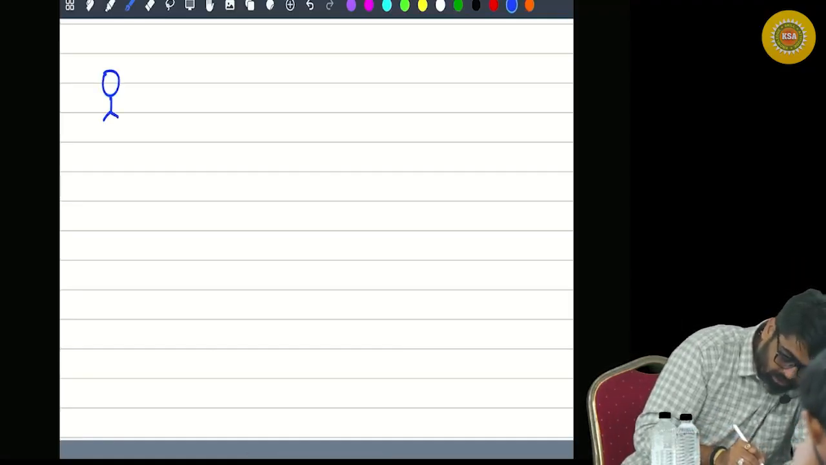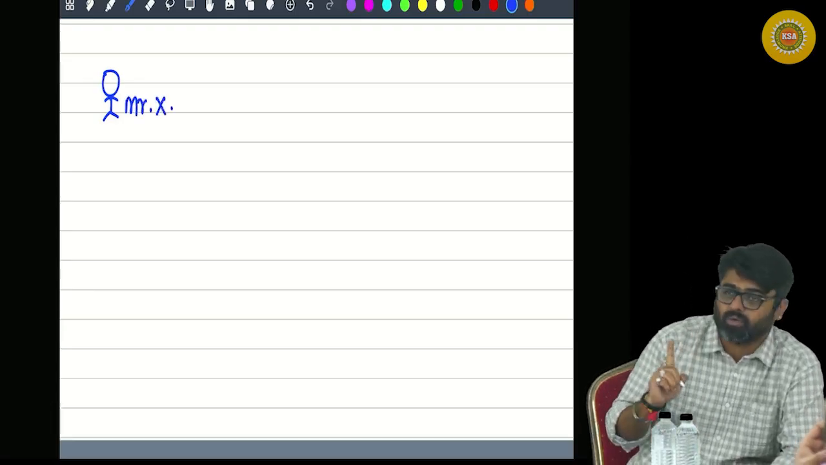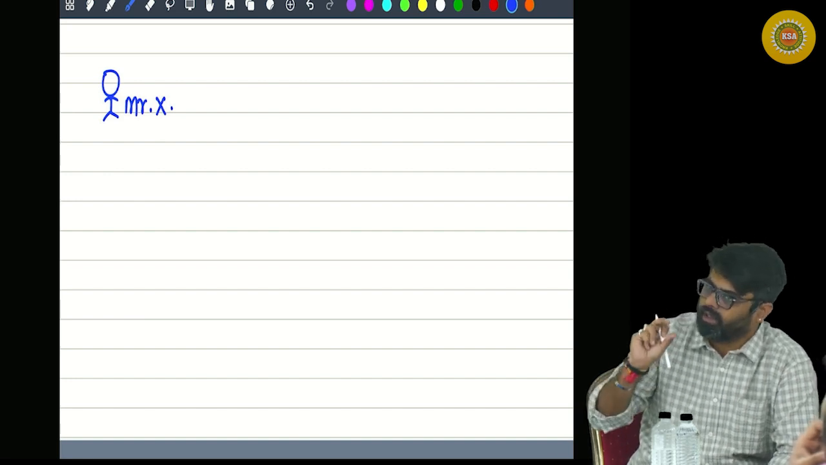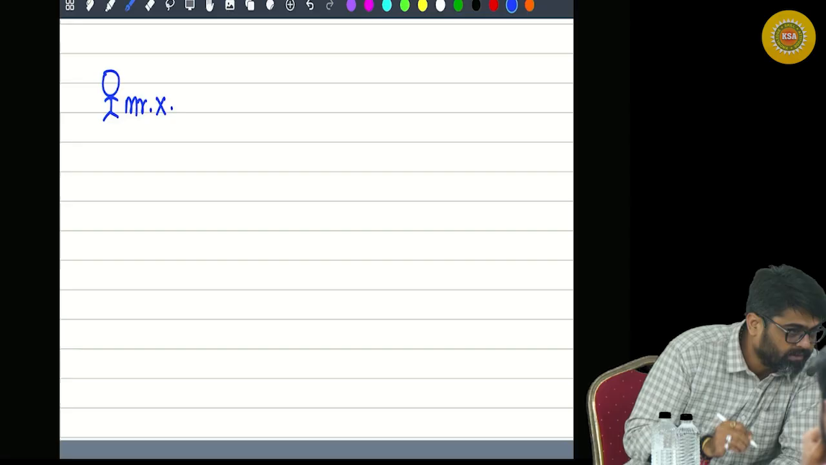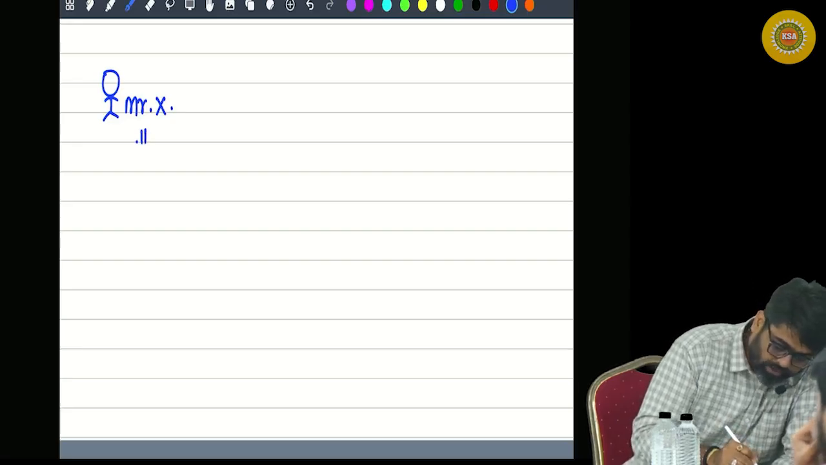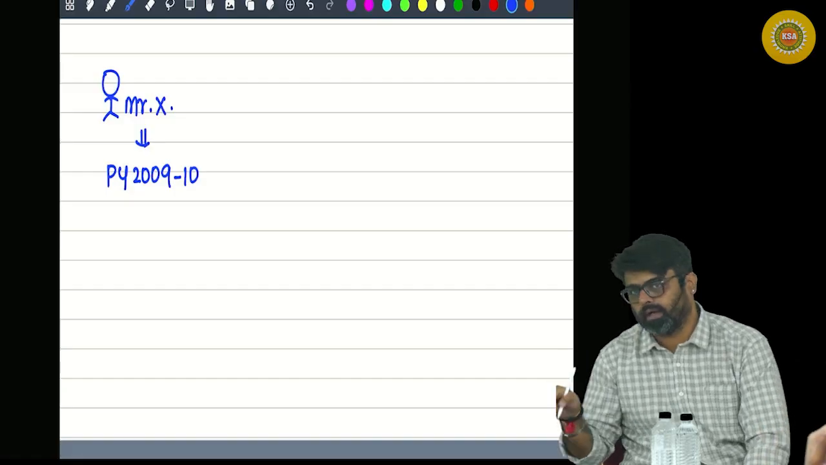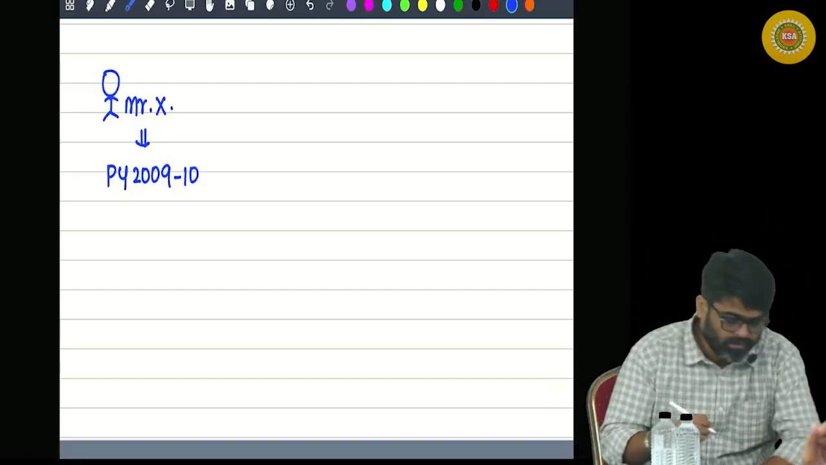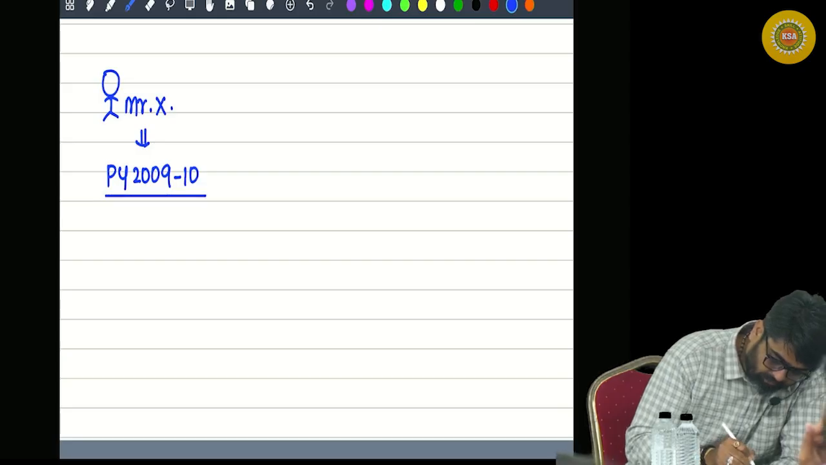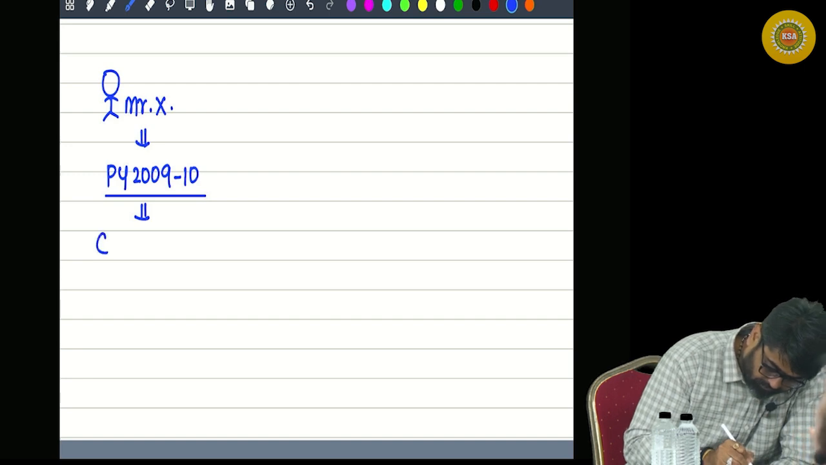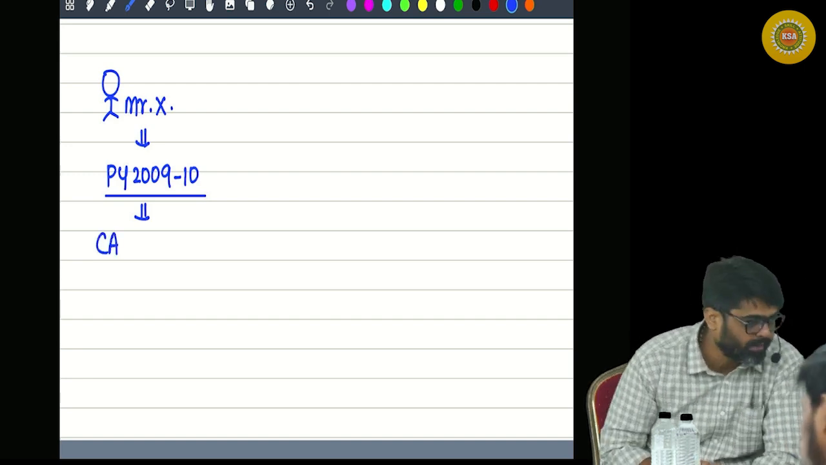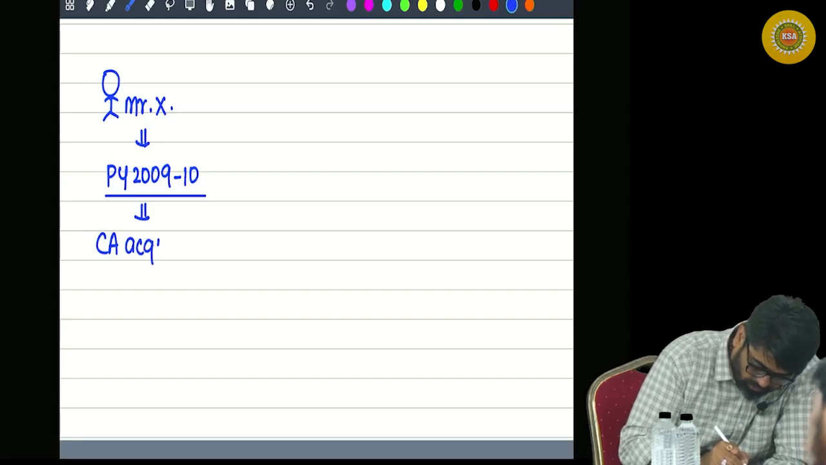This is a transferor. Name is Mr. X. Please understand, I'm trying to go a little bit slow, because I need you to understand this concept properly. What did he do in the previous year 2009-10? I'm talking about the current previous year or any earlier previous year. In 2009-10, in this previous year, Mr. X acquired some capital asset.